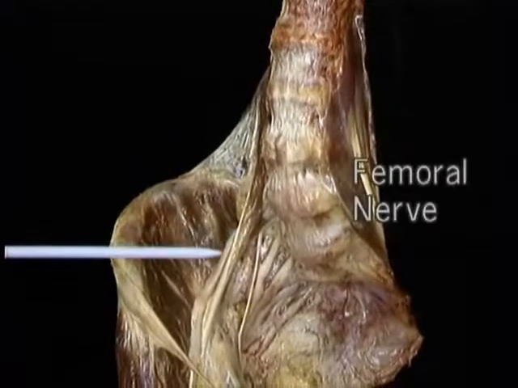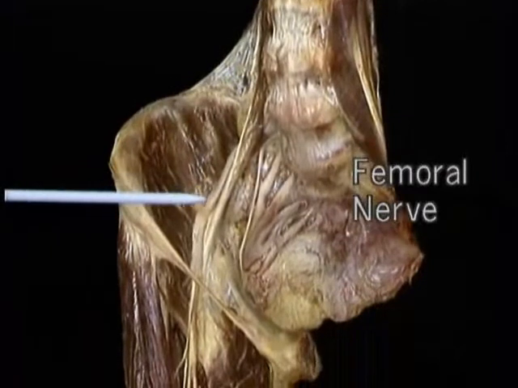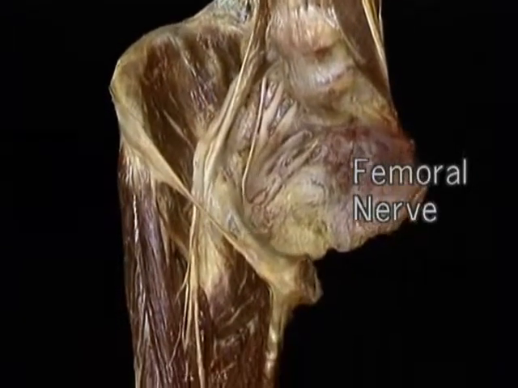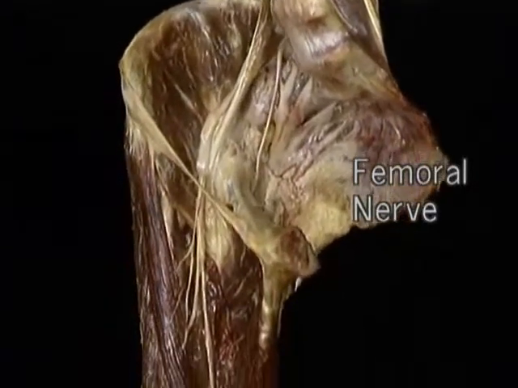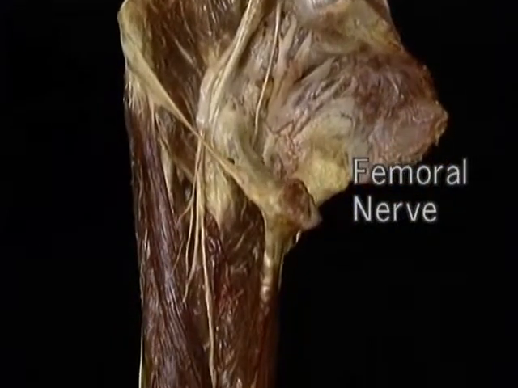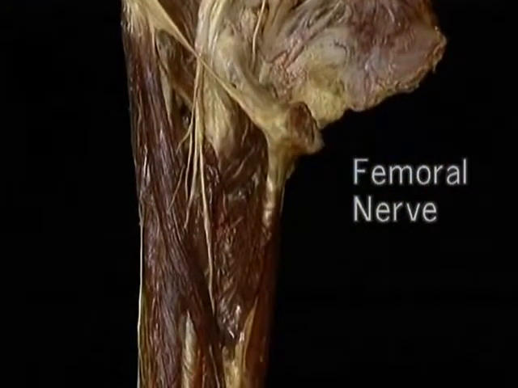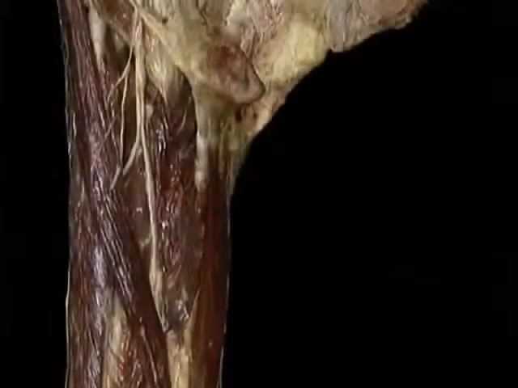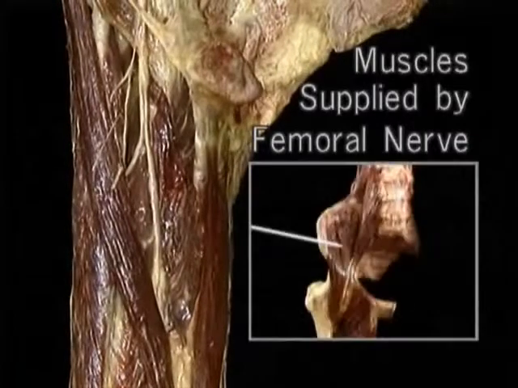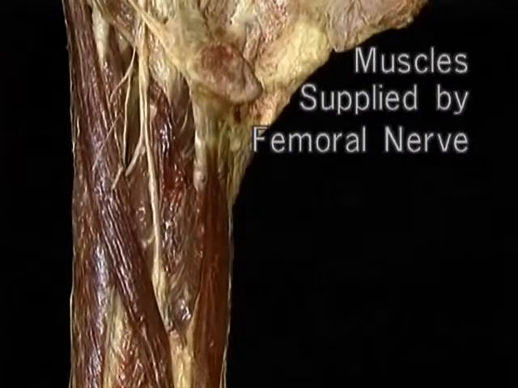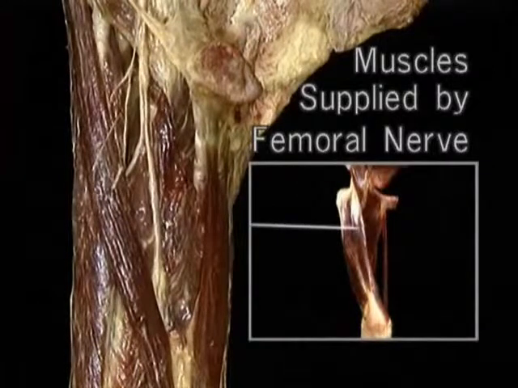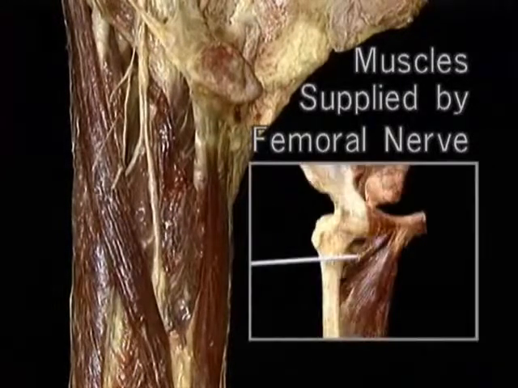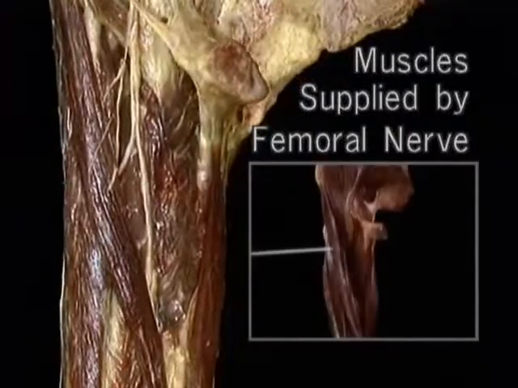We'll follow the femoral nerve. It runs across the iliacus muscle and passes under the inguinal ligament, just lateral to the femoral artery. Below the inguinal ligament, the femoral nerve breaks up into several branches. The femoral nerve supplies iliacus, all 4 heads of quadriceps, and also pectineus and sartorius.